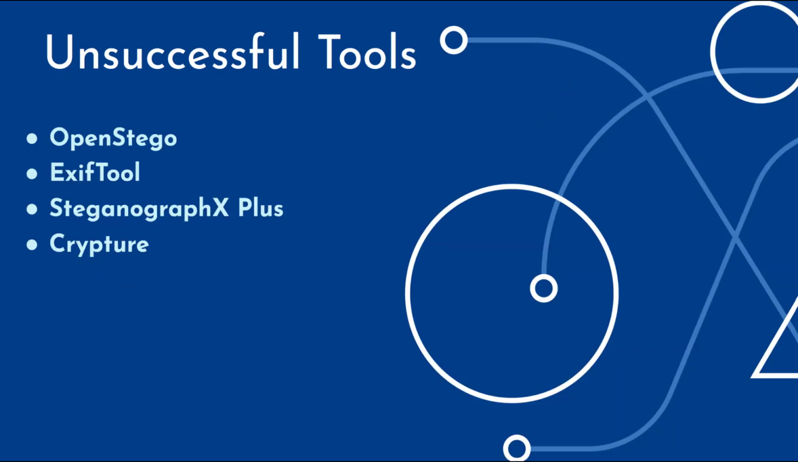Researching this project, I installed more tools than the ones that I was actually able to use, and some of the unsuccessful tools are listed below, and they are OpenStego, EXIF tool, Steganograph X Plus, and Encrypture, and either the tools would not load whatsoever on my computer, or they wouldn't accept any sort of file to where I couldn't use the tool at all. But these were just some of the other free tools that supposedly anybody could use, but I wasn't able to use them even when following YouTube videos or tutorials on them.